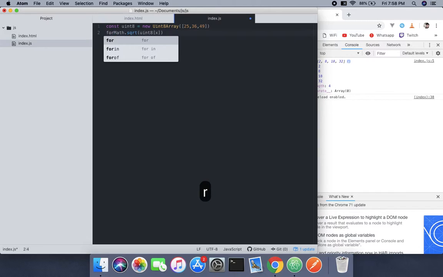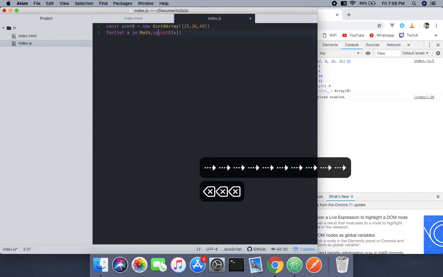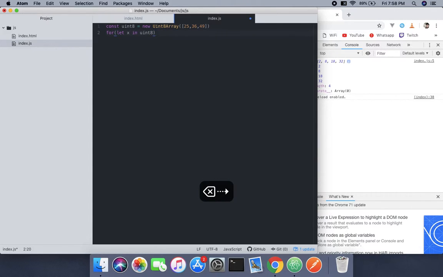And then again we need to put it in a for loop: for, and inside that let x in uint8. It would be a big pain doing it like this, x like this, and then we need to use the function of Math like that. So this will be a big pain.